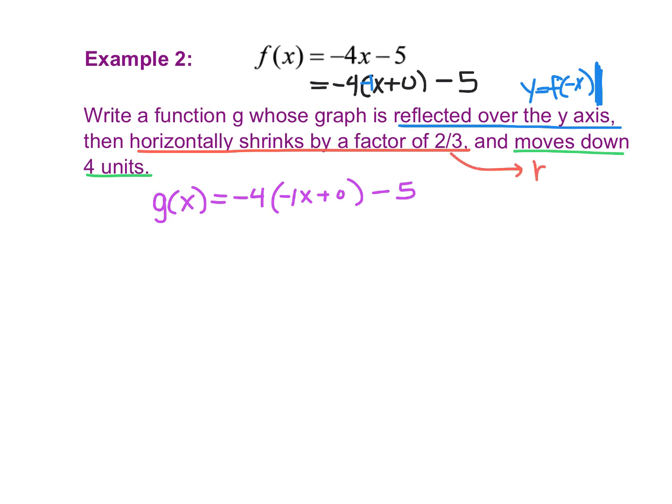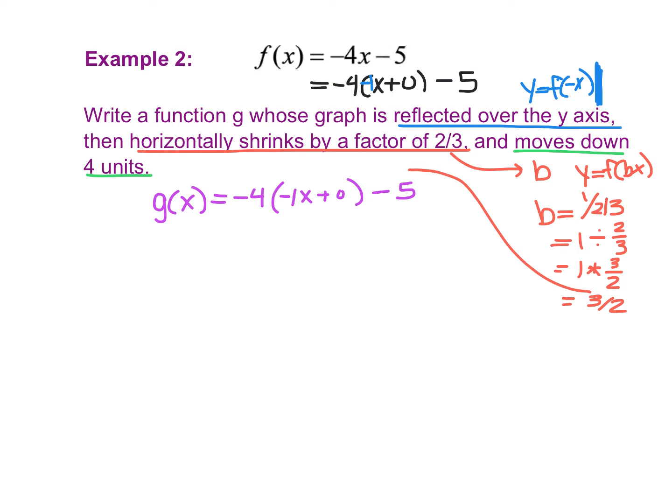Now, from here, we have a horizontal shrink by a factor of 2/3. So this is telling me that I need a b value because I'm going to take my x value and multiply it by that b value. And b is calculated by taking 1 over my factor, which is 2/3. So I can turn that into 1 divided by 2/3, then multiply by the reciprocal of the second one. So my b value becomes 3 over 2. So I'm going to go in here and multiply x by 3 over 2.